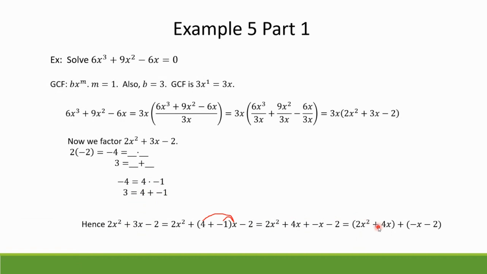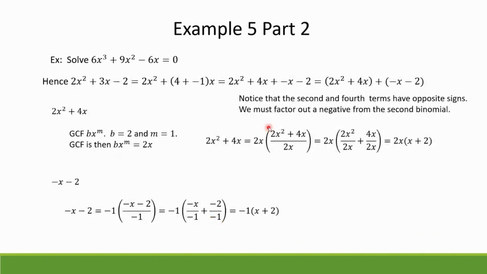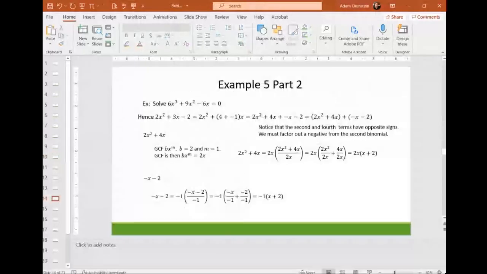Okay, good. Notice also, I say this in the next slide, the second and fourth term have opposite signs. One's positive, one's negative, right? So we know at least in the second group, we're going to have to factor out a negative at least. It's something just to keep in mind.